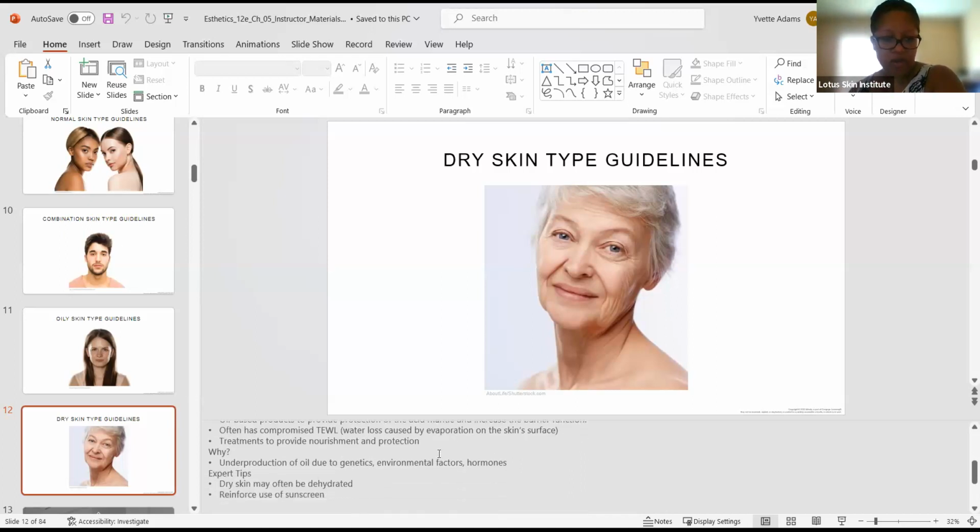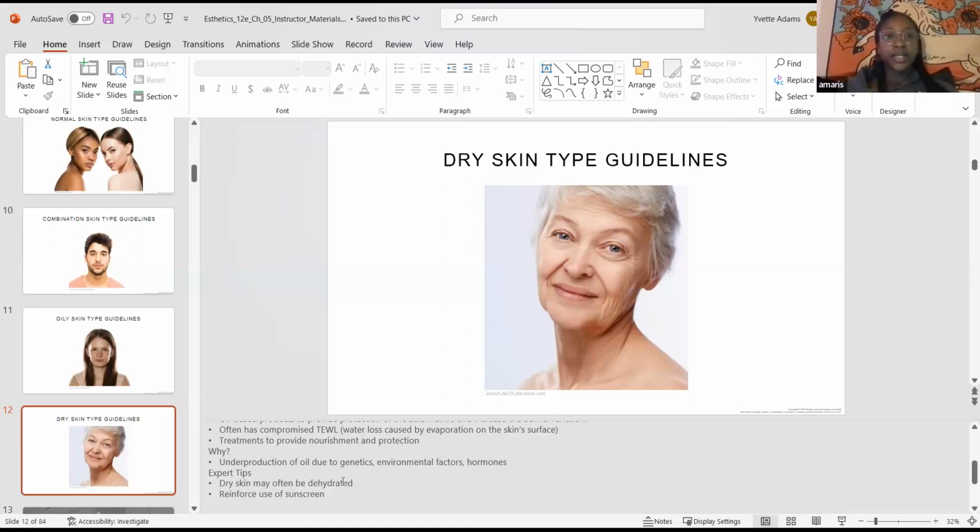Why? Underproduction of oil due to genetics, environmental factors, hormones. Some hormones dry out skin. Some hormones cause our skin to be more oily. Dry skin may often be dehydrated in addition to being dry. So dry skin, what's the difference between dry skin and dehydrated skin? Just as a quick reminder, this is something you should know.